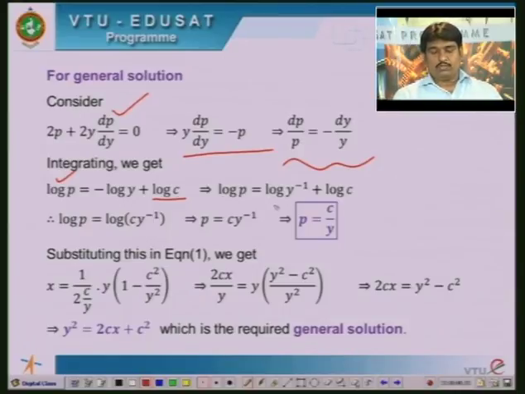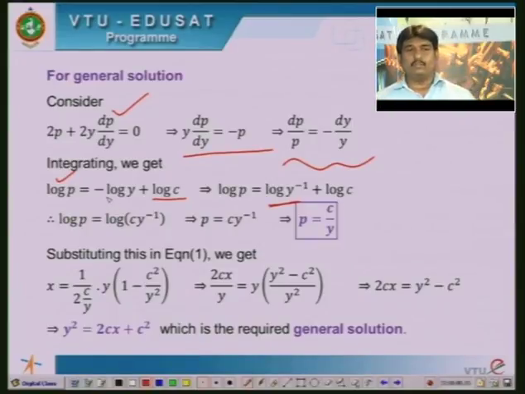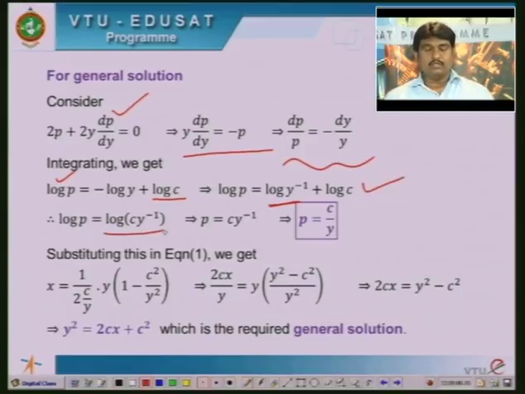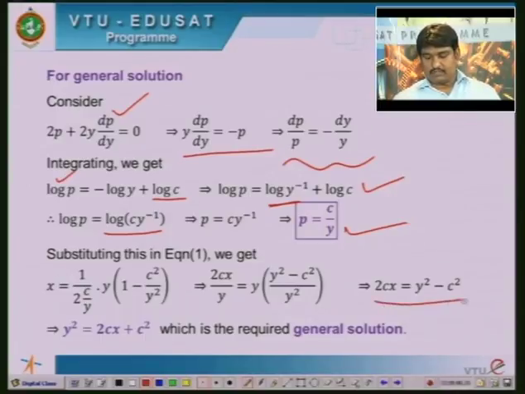So log p equals log of y to the power of minus 1, because using the law of logarithms, minus log y can be written as log of y to the power of minus 1, plus log c. Again use properties of logarithms to get log p as log of c into y to the power of minus 1, which in turn becomes c by y. So p equals c by y. Now you have to substitute this value in the given differential equation and eliminate p. The p element results in this equation.